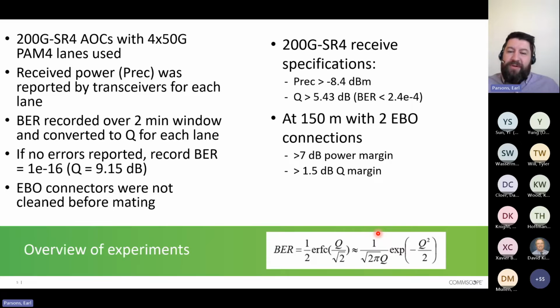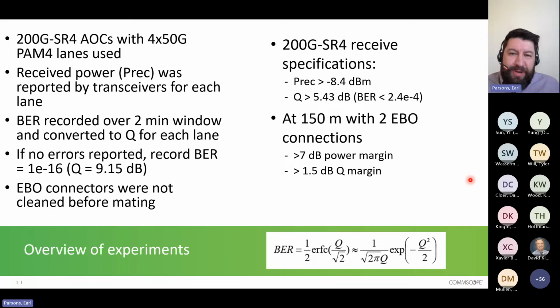Now I took the BER and I converted it to a value called Q, and you can see the math for BER versus Q down below. And we did that because it's easier to talk in terms of margin with Q as opposed to BER. Some of the results I'll report will be over 9 dB of Q, so 9.15. That corresponds to a BER of 1E minus 16. And when you see that value in the following slides, that means in the 2-minute window I was measuring the BER, I didn't see any errors, pre-FEC errors. Like I said before, throughout all these tests, the EBO connectors were not cleaned before mating.